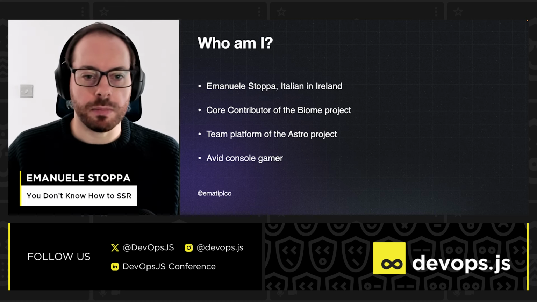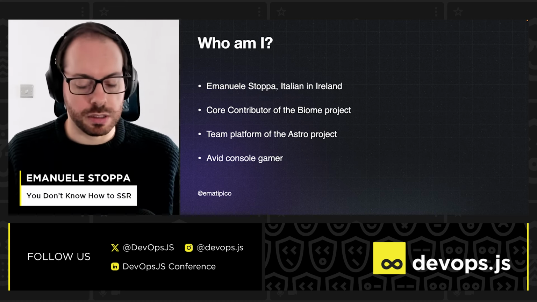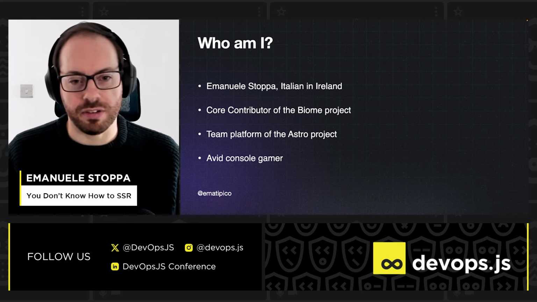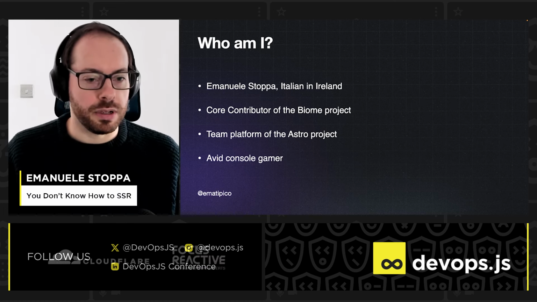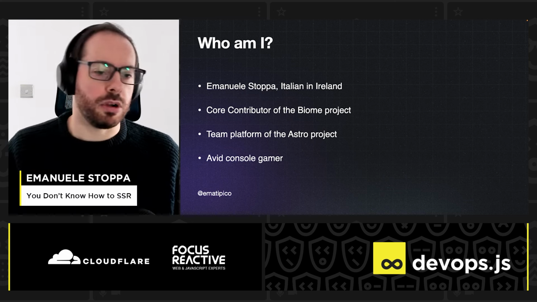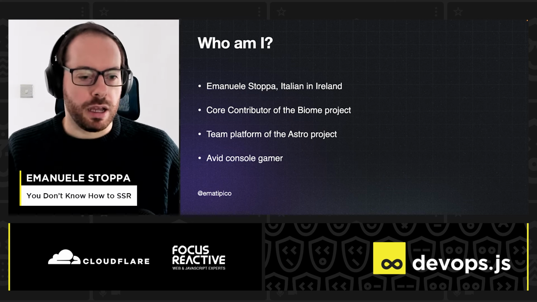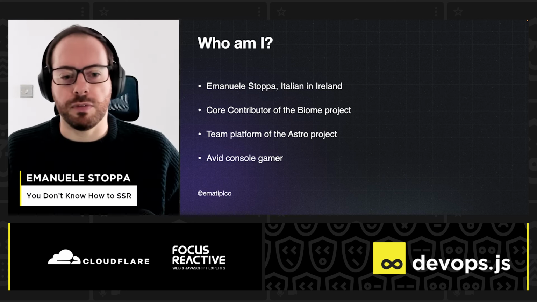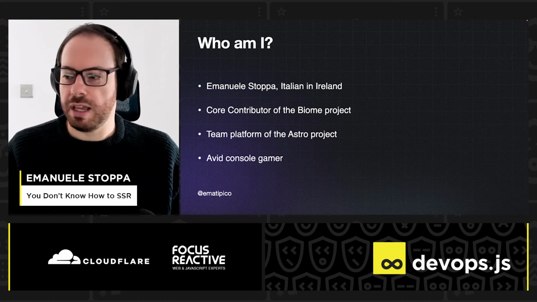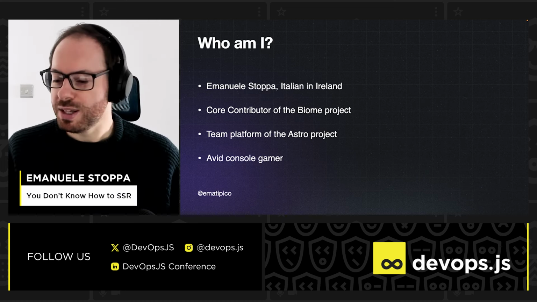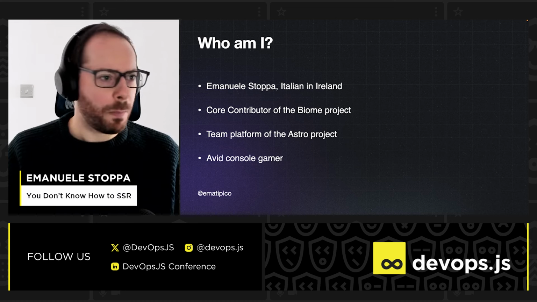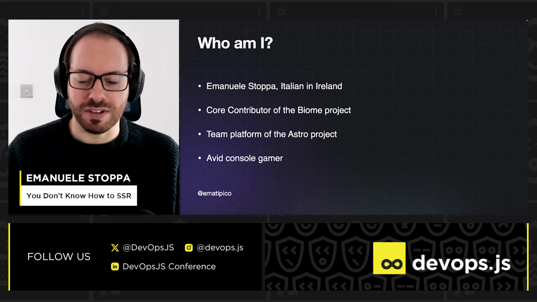So my name is Emanuele Stoppa. I'm Italian, as you might understand from my accent. I live in Ireland. I'm a core contributor of the Biome project, and I belong to the platform team of the Astro project, and I'm also an avid console gamer. So by the time this video comes out, probably I will be playing Final Fantasy VII.